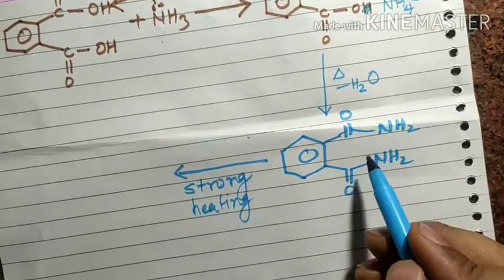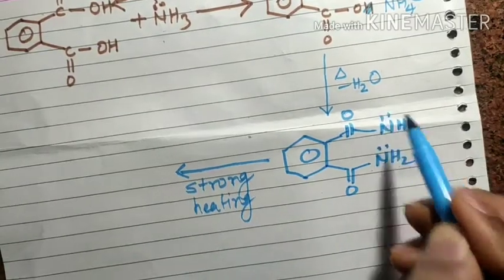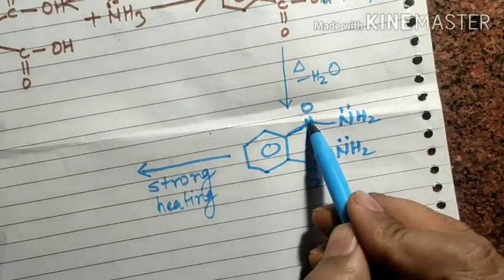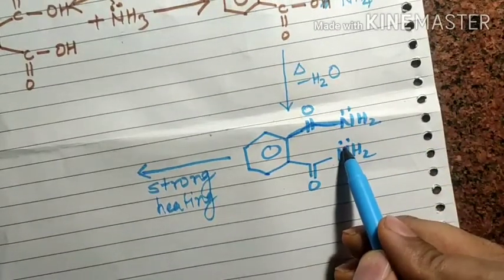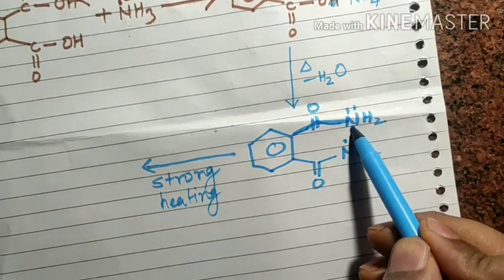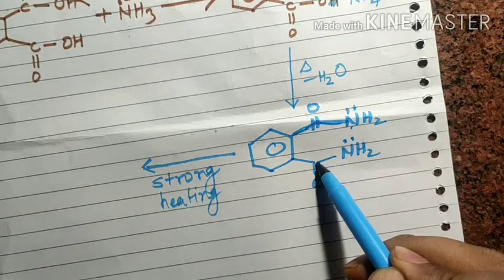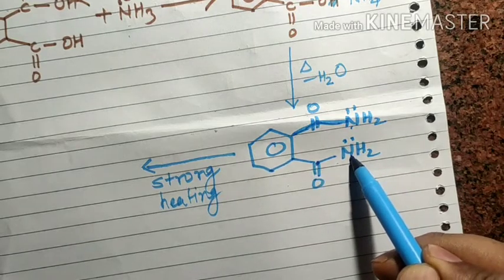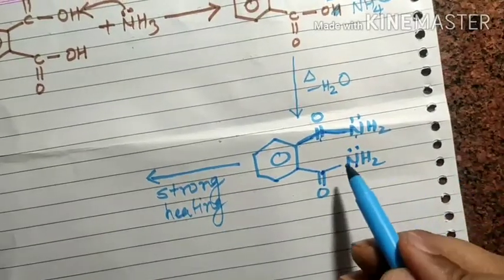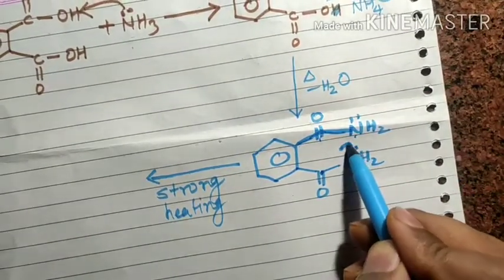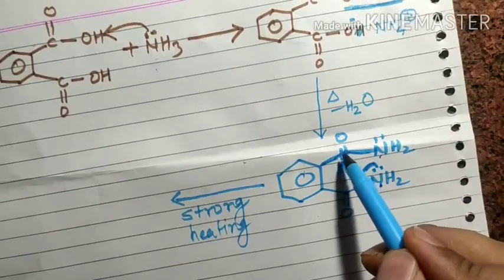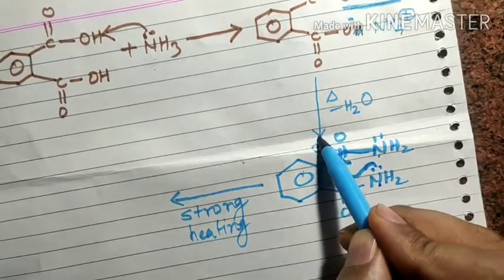On strong heating, the NH2 group on the amide, joined with the carbonyl carbon, behaves as a nucleophile for the other carbonyl carbon. That means this nitrogen may behave as a nucleophile and attack on this carbon. So I write the mechanism: this nitrogen behaves as a nucleophile and attacks this carbon atom, and this pi bond breaks here.